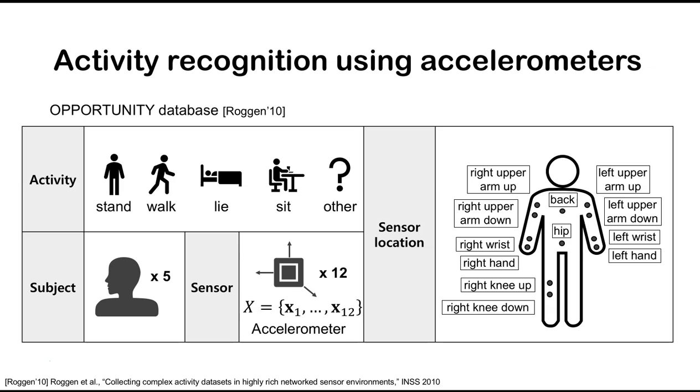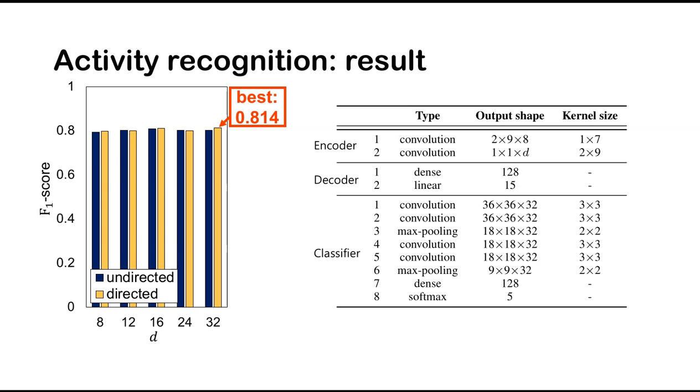In our paper, we apply the proposed method to two problems. The first one is activity recognition using 12 accelerometers placed on the body, as shown on the right side, and we use the Opportunity database. The network architecture is shown in the table on the right side. The encoder is a simple CNN, the decoder is a fully connected network, and the classifier is another convolutional neural network.